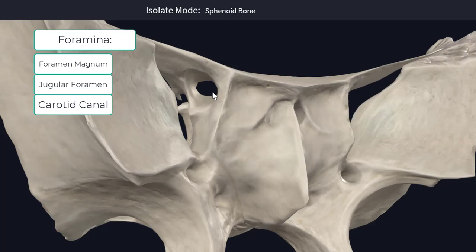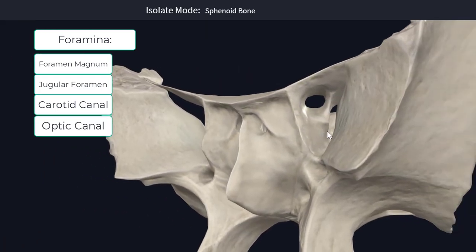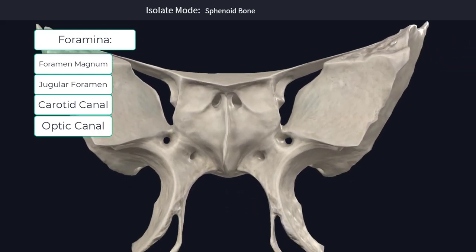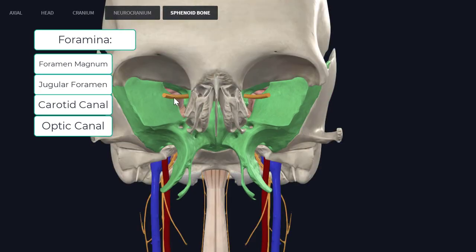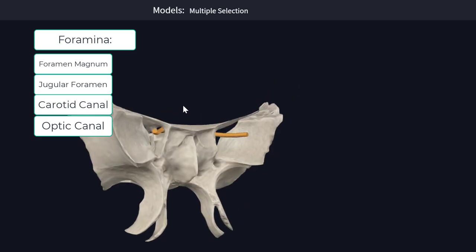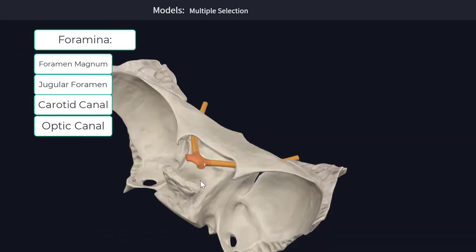The sphenoid bone has two canals, which we call optic canals. Actually, it is called a canal because it's longer than a foramen. Anyways, we call it the optic canal because through it, the optic nerves pass and create the optic chiasm.